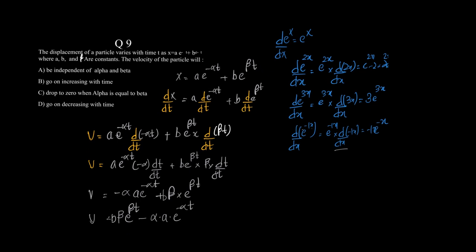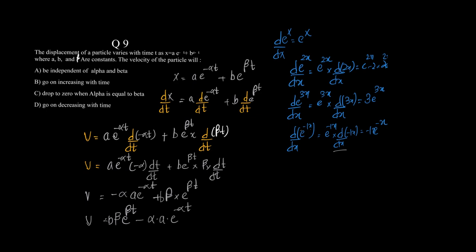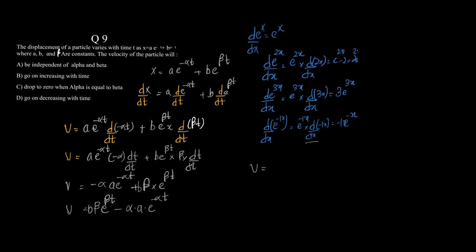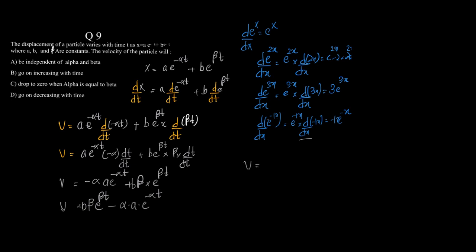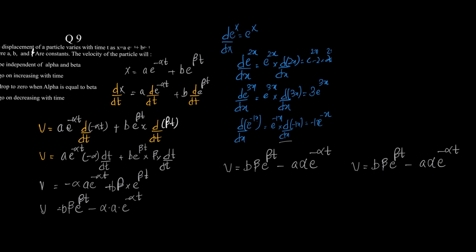All right. So in order to find out the correct option, I will write down this relation once again, or maybe I'll write it 2 times. So we have v is equal to b into beta into e raised to beta t minus a into alpha into e raised to minus alpha t. Okay, so I'll write this one more time. Okay, now let us try to understand the options.